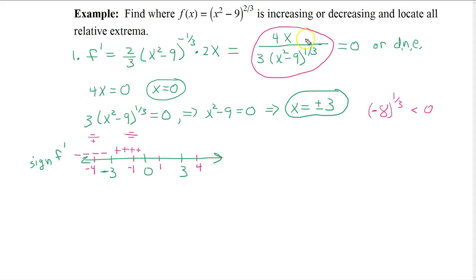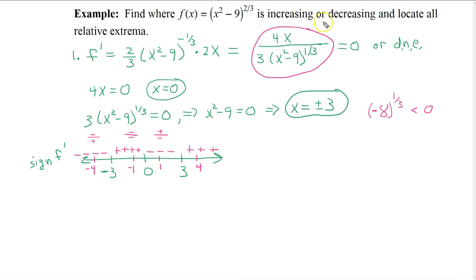If we put 1 in for x up here, we will get a positive numerator divided by a negative number. Once again, 1 going in for the x will give us back -8 to the 1/3. That is -2, and so that is negative. So we're negative in this interval, and then if we put 4 in for x up here, we'll have a positive number divided by a positive number. 4 squared is 16 minus 9. That's going to be positive, and so positive like that. There we go.